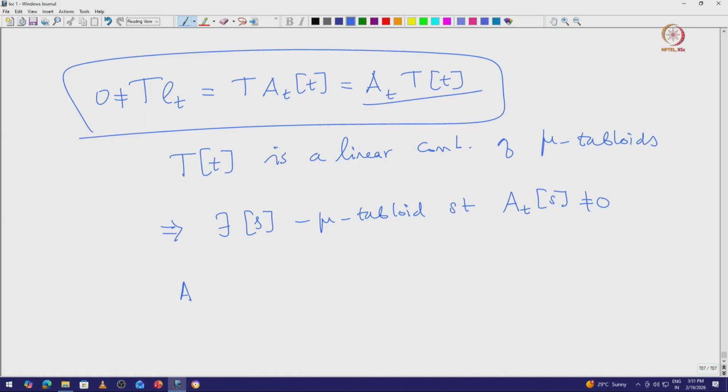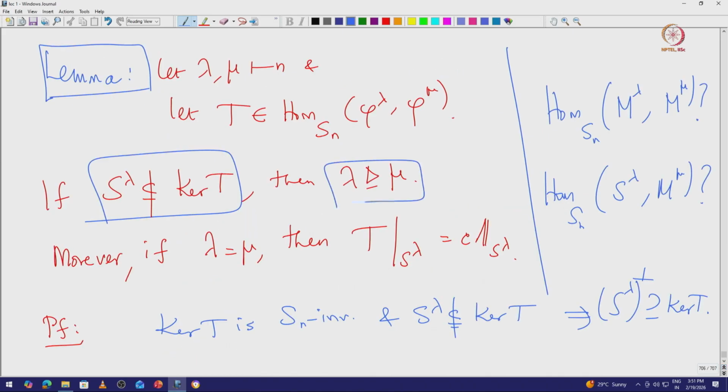Now since a_t {s} is non-zero, that would imply immediately that mu is dominated by lambda, because this is a mu tabloid and this is a lambda tableau, and we just proved that whenever a_t {s} is non-zero, lambda dominates mu. So that proves the first part of the lemma.